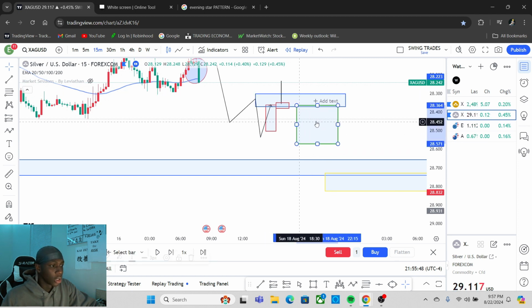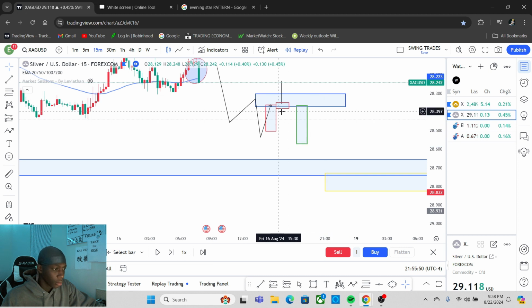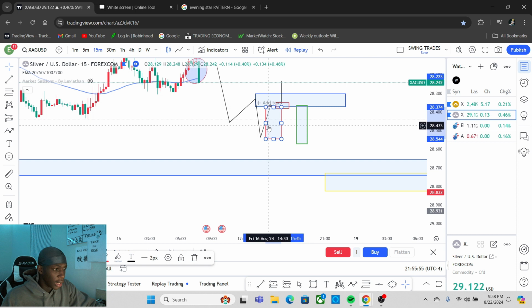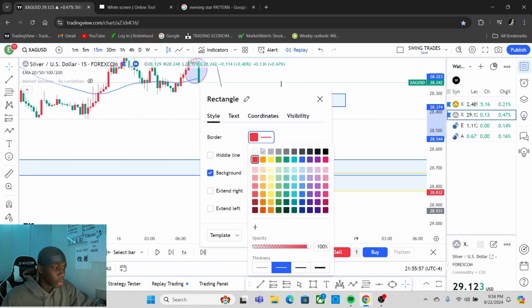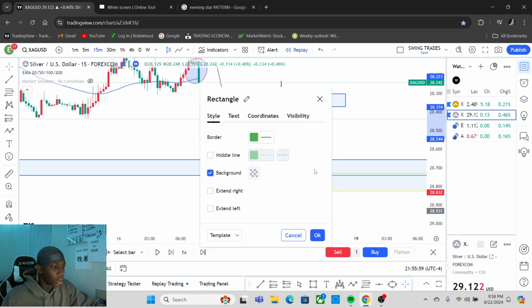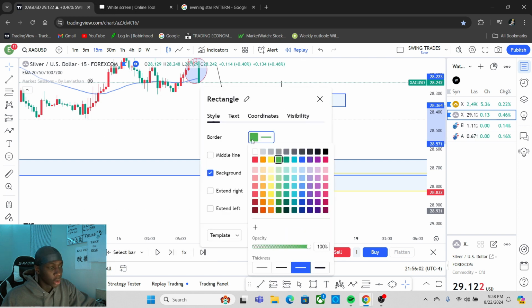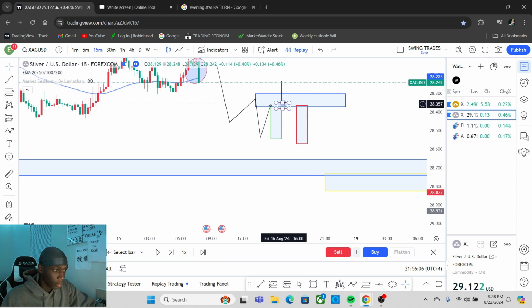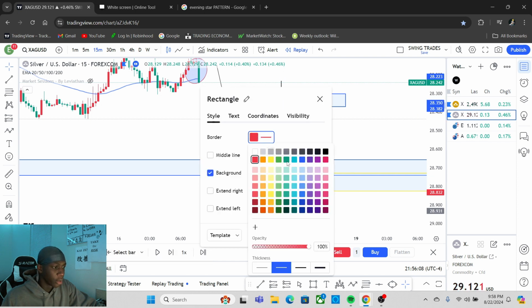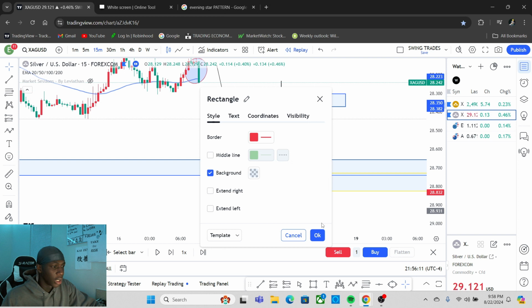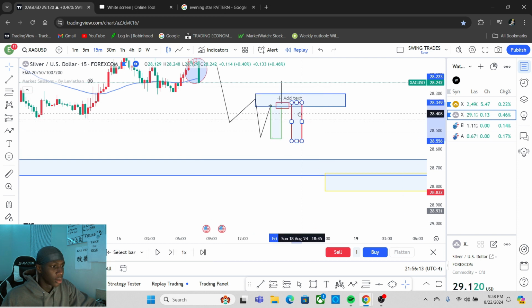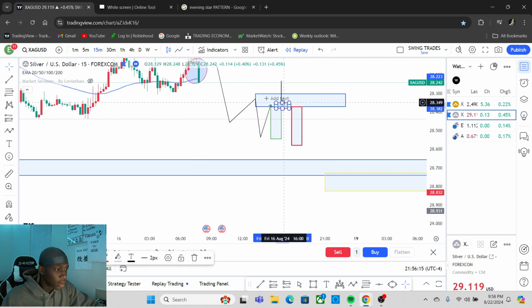So let me just move this a little bit. And in this scenario, this candlestick would be green. And this one would be red because we're trying to sell. And then I would prefer this one to be, I mean red. Yeah. So what happens right here? All right, let me move this.